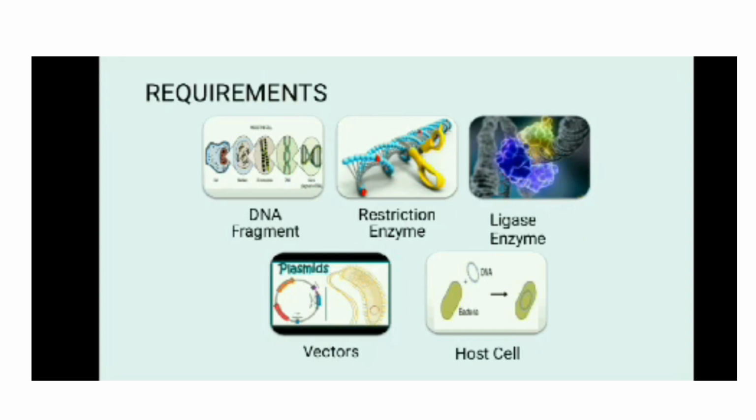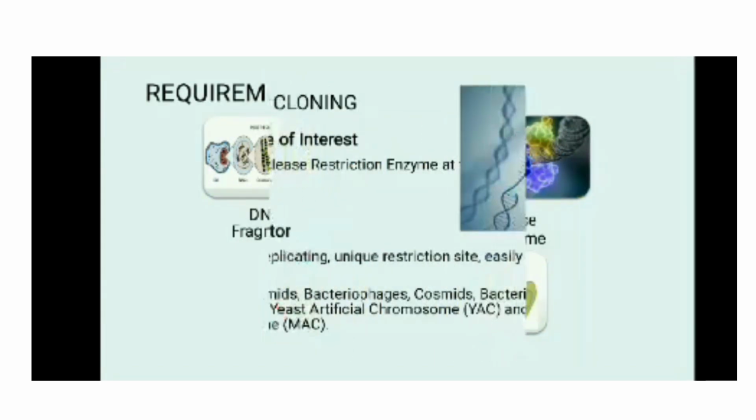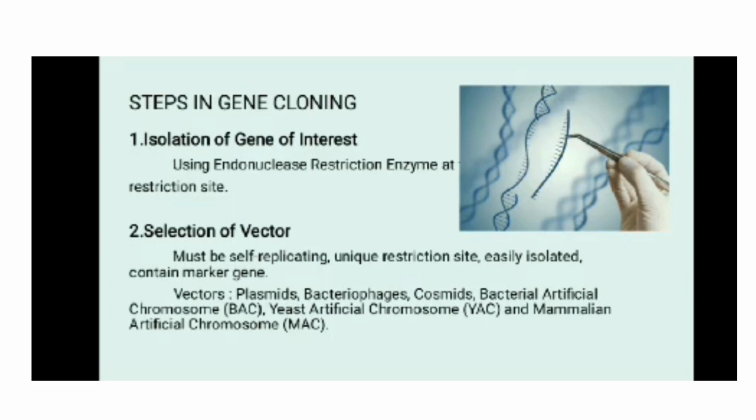Next, steps involved in gene cloning. Step 1. Isolation of gene of interest. We have to isolate the DNA fragment, that is the desired gene, by using restriction enzyme at the restriction site. Step 2. Selection of vector. The vector must be self-replicating, have a unique restriction site, be easily isolated, and contain marker genes.